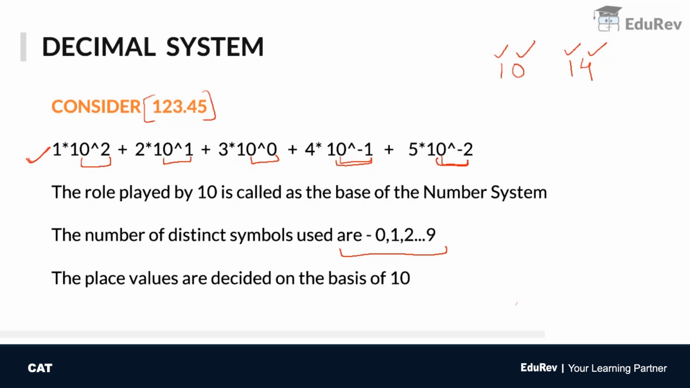Now, if you realize, we are trying to define the number by giving it the place values, and the place values are given on the basis of 10. So this is 10 square, this is 10 raised to 1, this is 10 raised to 0. So this is the work your base does. It gives a place value to each of the digits. Like I told you, the place values are decided on the basis of 10. And the role played by 10 is called the base of the number system. 10 is the base in this system.